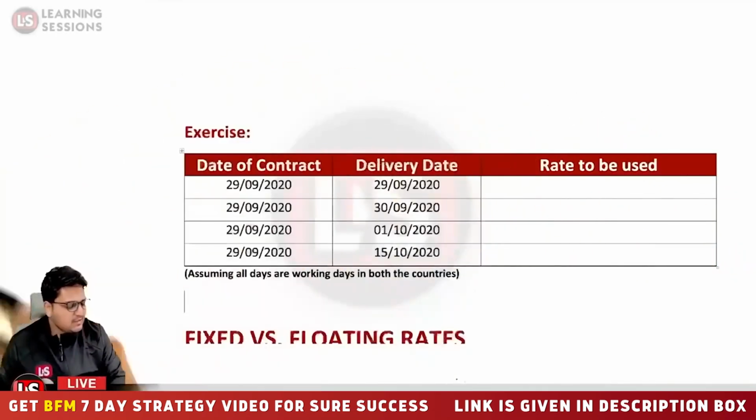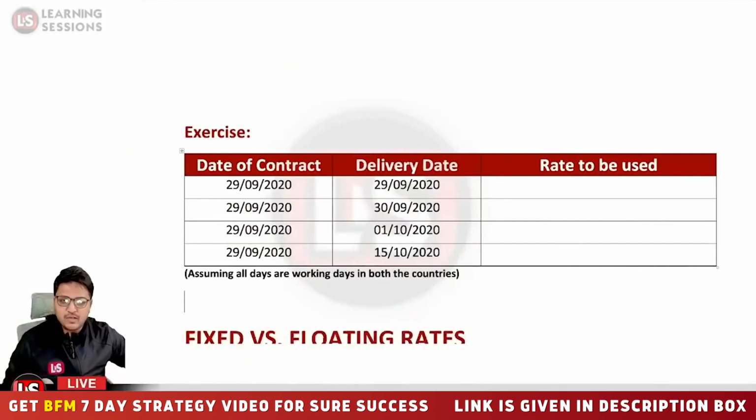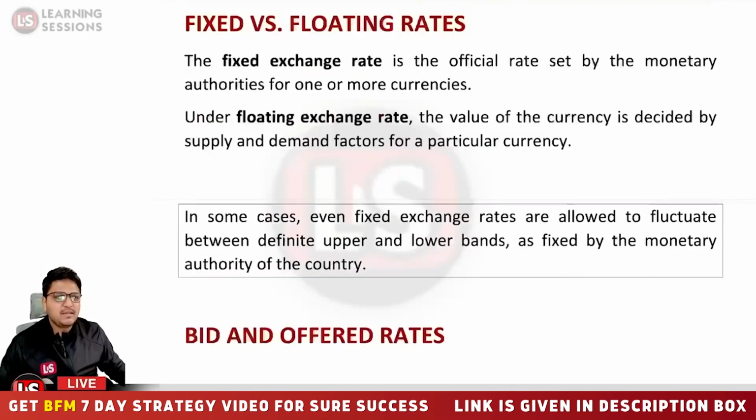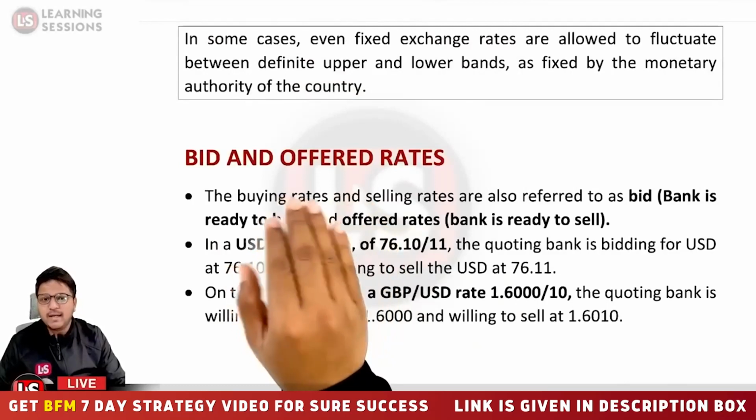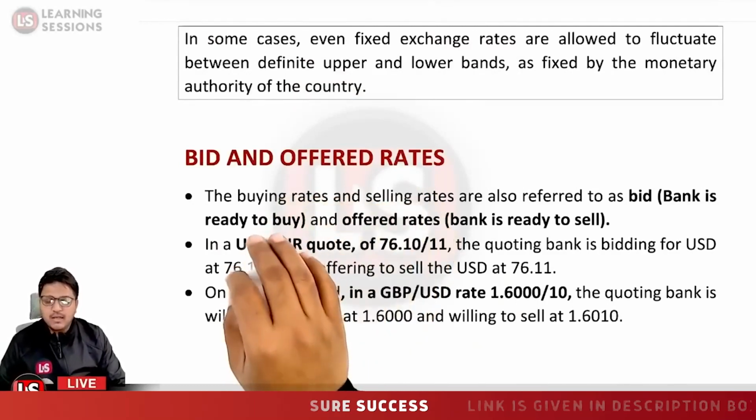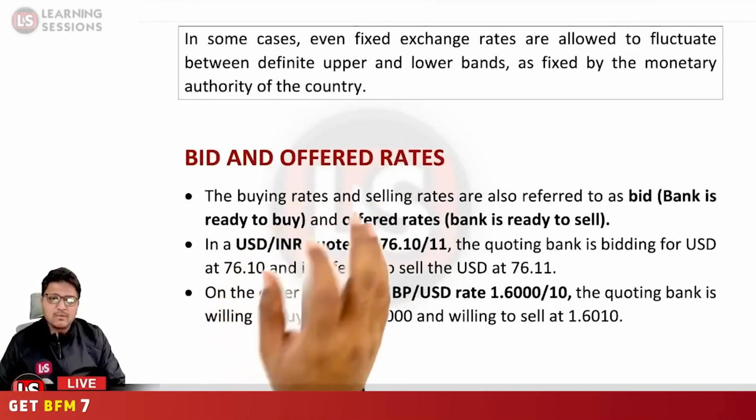Further, we have learned the concept related to the interest rate differential, forward point calculation, and the cross rate mechanism. Let's consider another point over here, that is related to bid and offered rate. It is only the different names for the same thing.